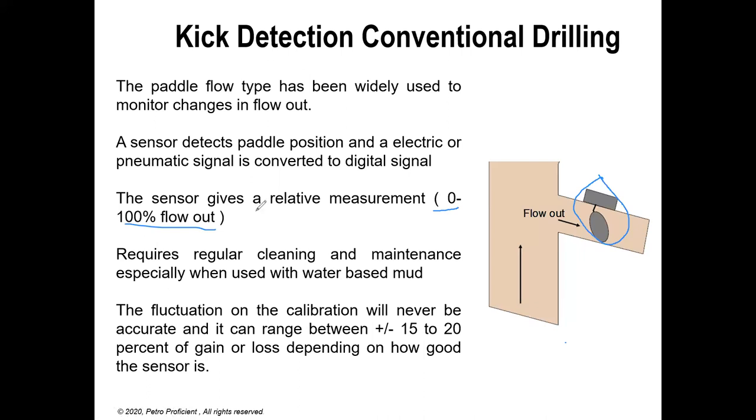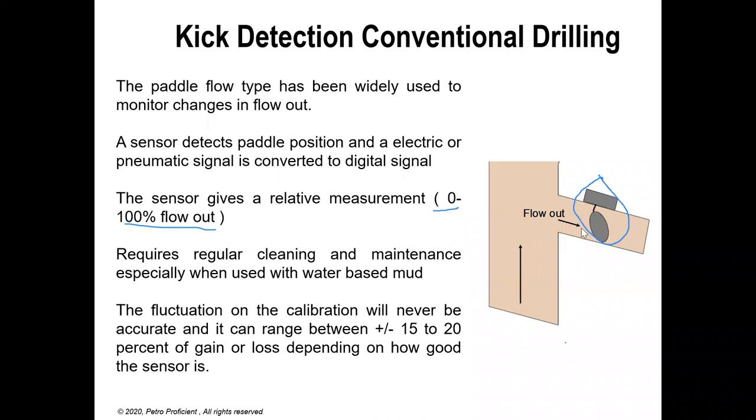This type of reading is a relative measurement. It does not give you exactly what measurements you would like to know in terms of gallons per minute. So while you have your GPM in, you do not have a GPM out. You can calculate GPM using your pump strokes, but you do not have a GPM out. In this case, you just get a flow out in percentage.